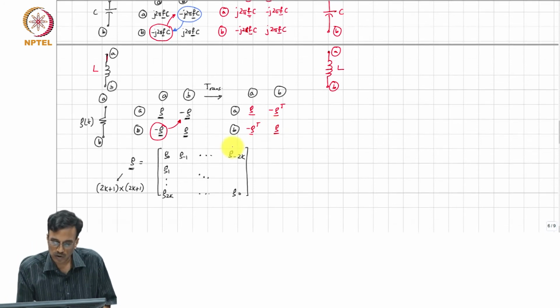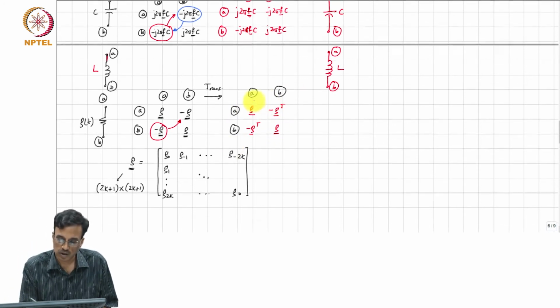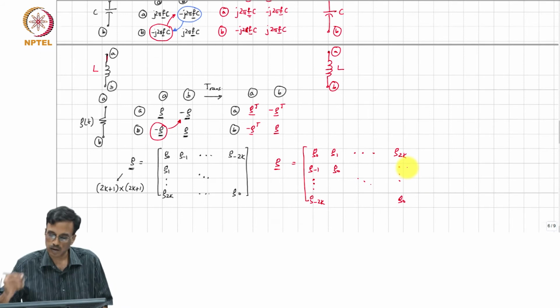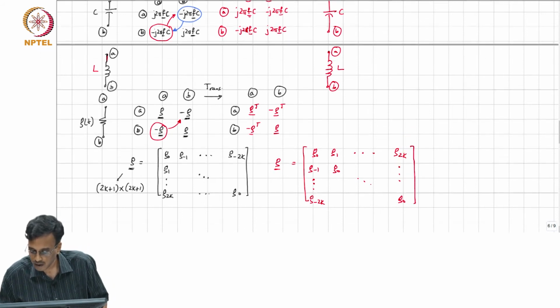Okay. So, this corresponds to a conductance. So, G transpose is basically G 0, G 1, G 2k, this is G minus 1, G minus 2k, G 0, and so on. All right.